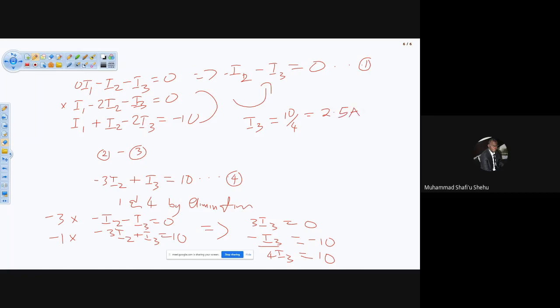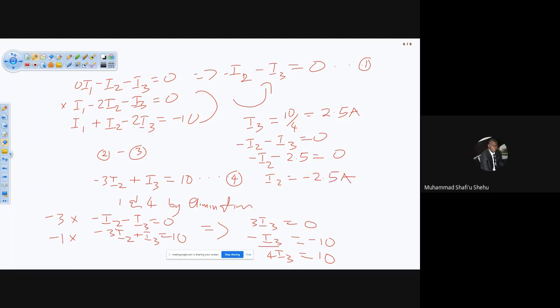By substituting this into our equation 1, remember, equation 1 is minus I2 minus I3 equal to 0. So by substituting for I3 equal to 2.5, we have minus I2 minus 2.5 equal to 0, which is equivalent to I2 equal to minus 2.5 ampere.